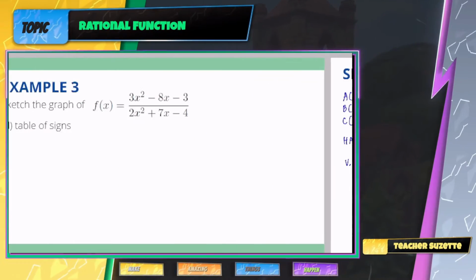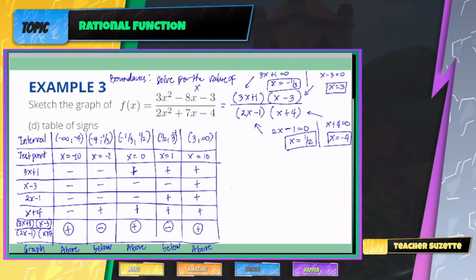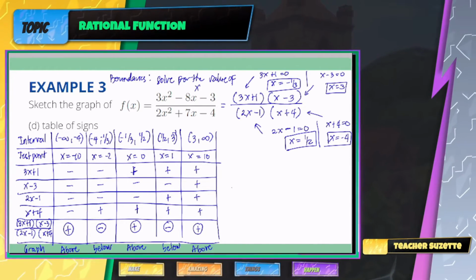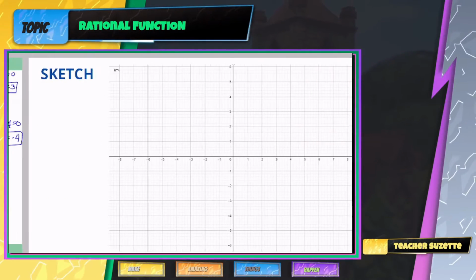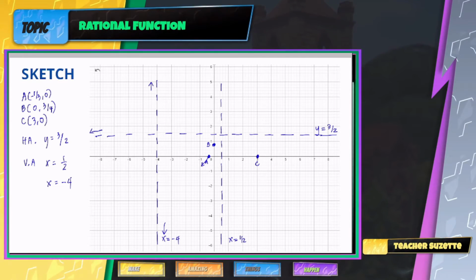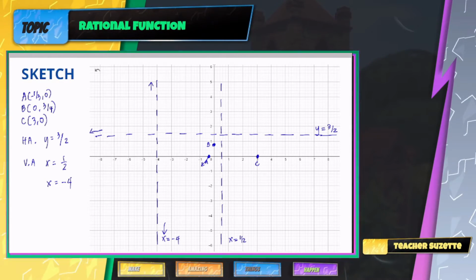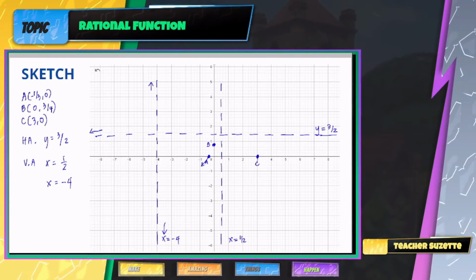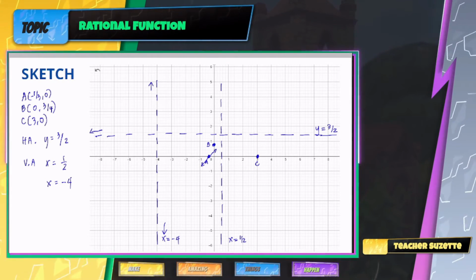Next, sa ating table of sign, meron tayong 0, 1, and 10. So, sa 0, 1, and 10 natin, above, below, and above. So, punta tayo sa 0. Sa 0 daw, above. So, papunta, paakyat po ang ating magiging graph. So, therefore, ito ay paakyat.